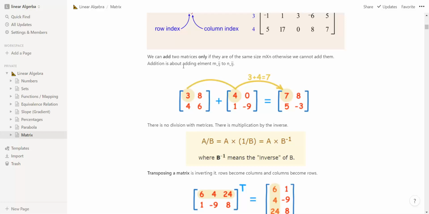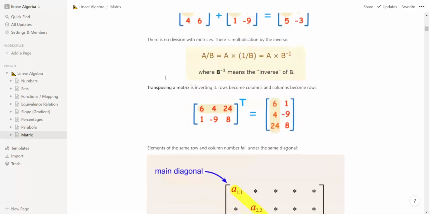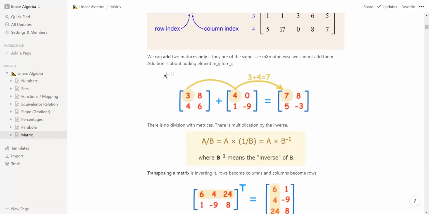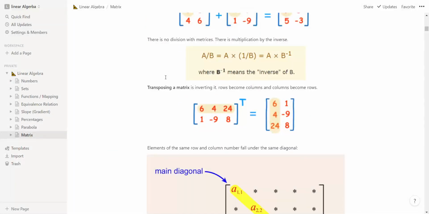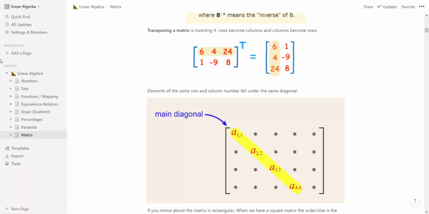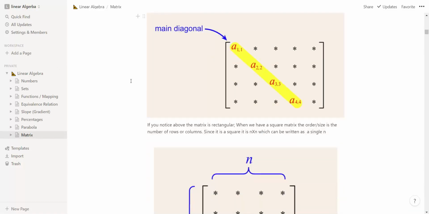Generally speaking, on what we have done so far: we've done the addition, the subtraction, and what's called transposing. Something we should keep in mind is that when adding matrices, they have to be of the same size, otherwise addition would not be possible. And transposing is converting rows to columns and columns to rows. That's what transposing is about.